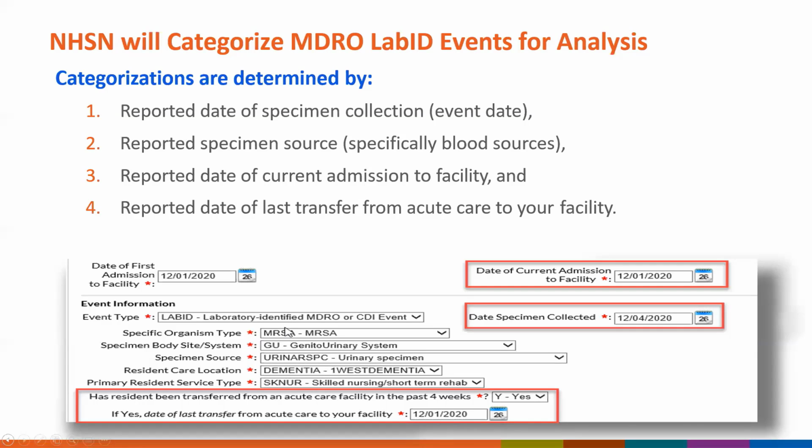Categorizations are also defined like those just reviewed for CDI events. The following categories are below: reported date of specimen collection, which is the event date, reported specimen source, specifically blood sources, reported date of current admission to the facility, and reported date of last transfer from acute care to your facility.